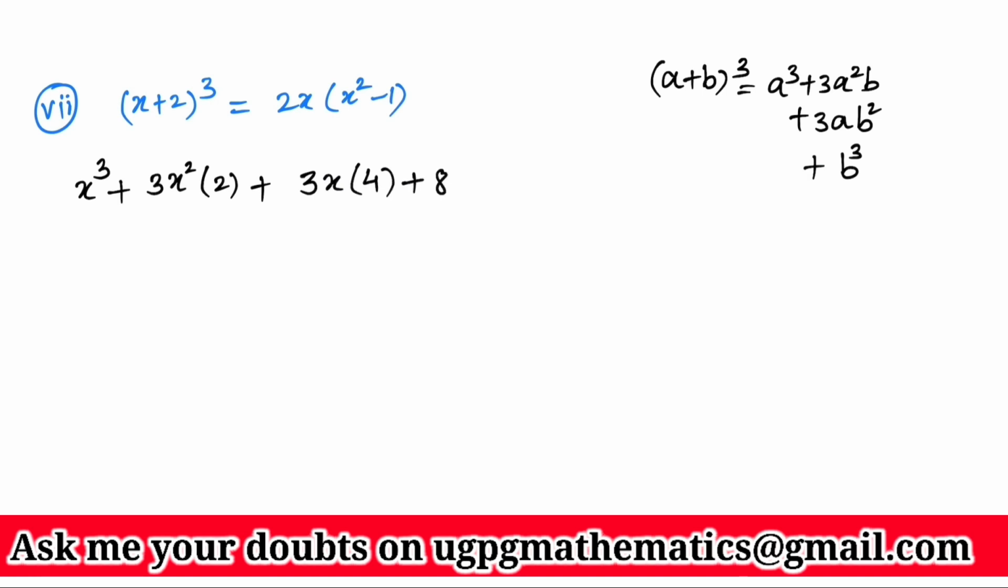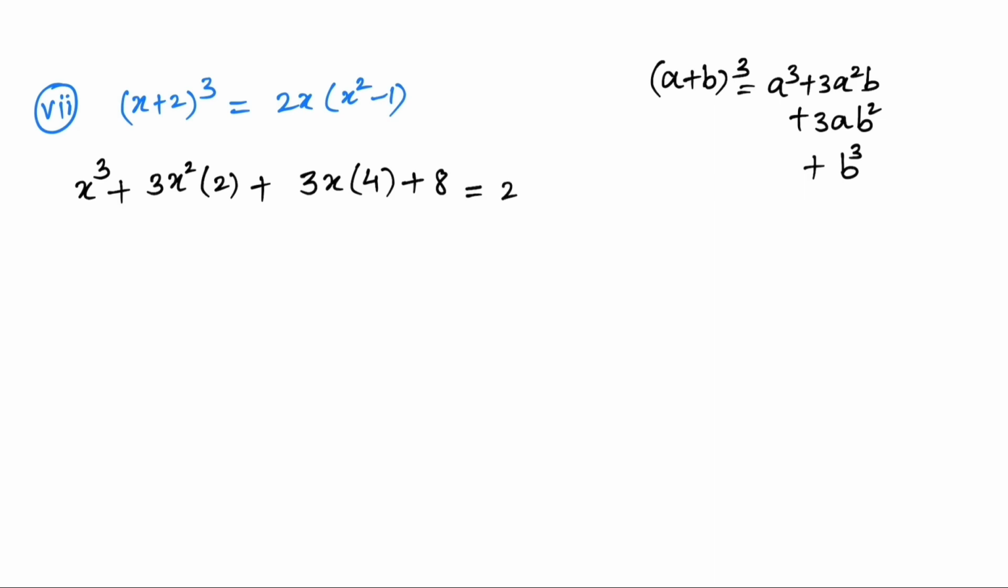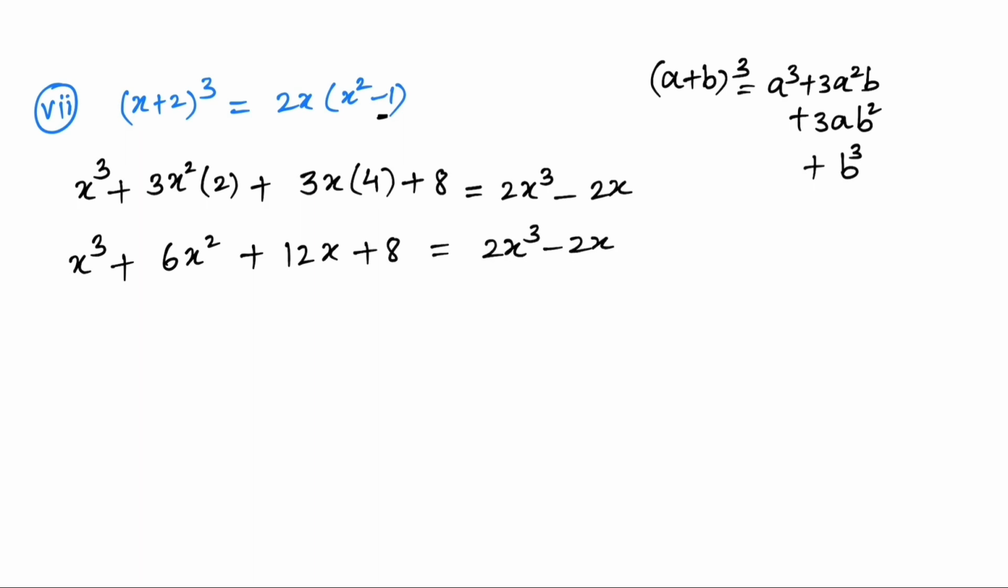So we have x cube plus 3 times x square times 2 plus 3x times 2 square plus 2 cube is 8, and that is equal to 2x times x square, that is 2x cube, and this minus 1, so it is minus 2x. So this gives us x cube plus 6x square plus 12x plus 8 is equal to 2x cube minus 2x, right. Now we can write this as x cube plus 6x square plus 12x plus 8, then minus 2x cube plus 2x is equal to 0, right, and this gives us minus x cube plus 6x square plus 14x plus 8 is equal to 0.